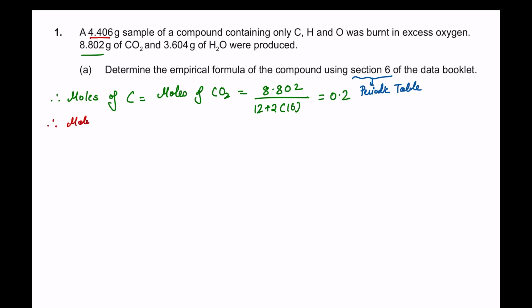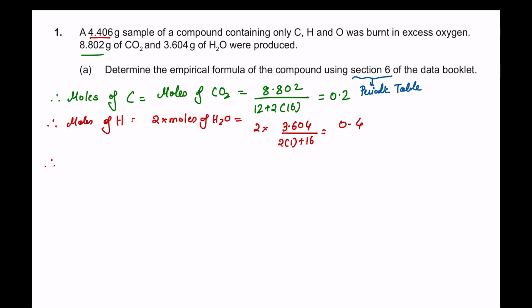Similarly, we have to find out the moles of hydrogen. This would be twice the moles of H2O. Why is it so? Because every molecule of H2O contains 2 atoms of hydrogen, so 1 mole of H2O will contain 2 moles of hydrogen. Using that analogy, we can just write this: 2 times moles of H2O would be 3.604 divided by the molar mass, that is 2 times 1 plus 16. Again, upon simplification, we will find the value as 0.4.